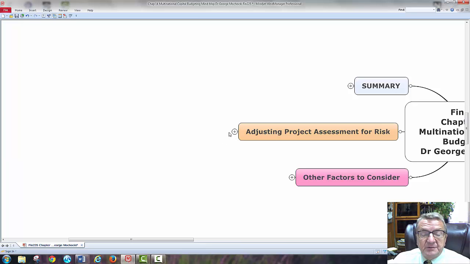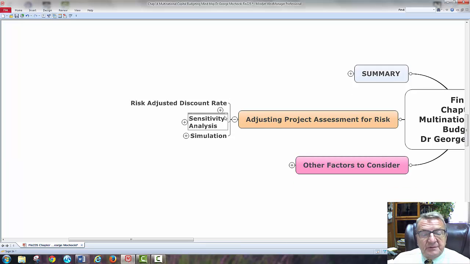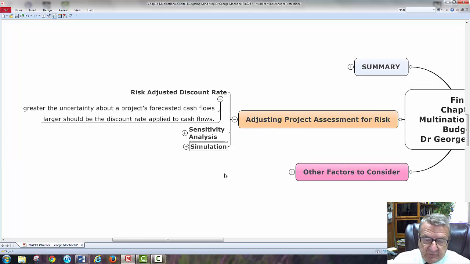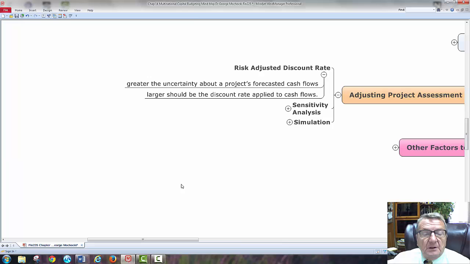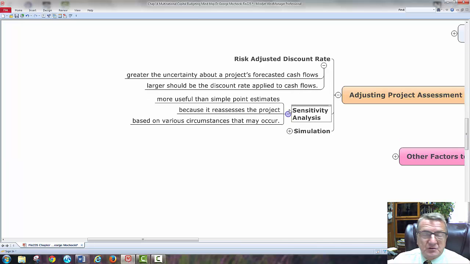Now, adjusting the assessment of risk. We have a few things. Risk adjustment discount, or let's say a premium. The greater the uncertainty about the project's forecasted cash flows, the larger should be the discount rate applied to the cash flow. I've got a larger risk, so I want a higher return.